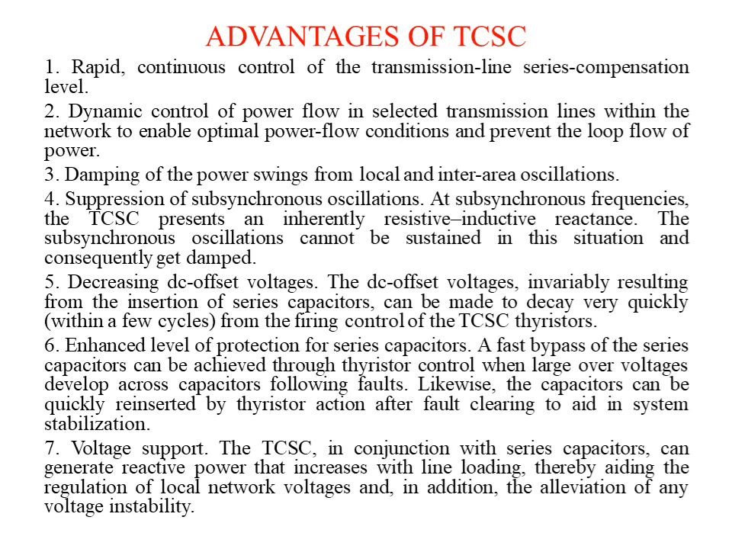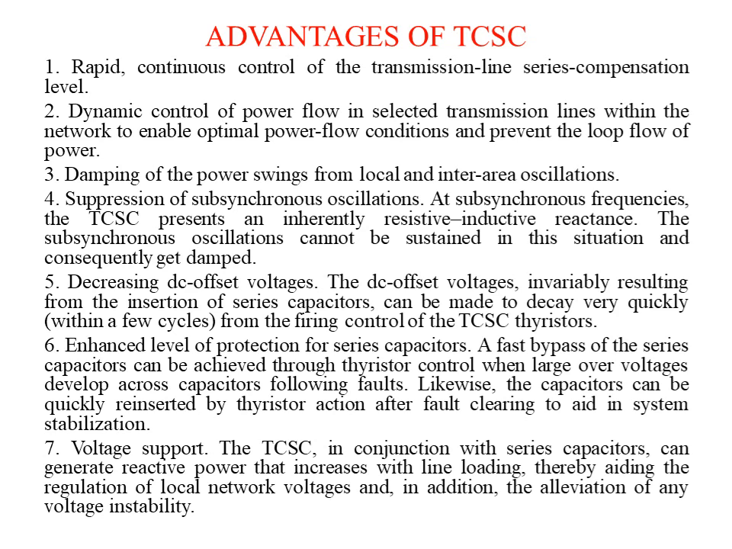Dynamic control of power flow in selected transmission lines within the network to enable power flow conditions and prevent the loop flow of power. Since we have control of inductive and capacitive reactance, there will be a dynamic power flow in the system or selected transmission line. Damping of power swings from local and inter-area oscillations. So we are going to damp out the oscillation; damping is more in case of TCSC. Suppression of subsynchronous oscillation at subsynchronous frequencies. The TCSC presents an inherently resistive inductive reactance. The subsynchronous oscillation cannot be sustained in this situation and consequently gets damped out.